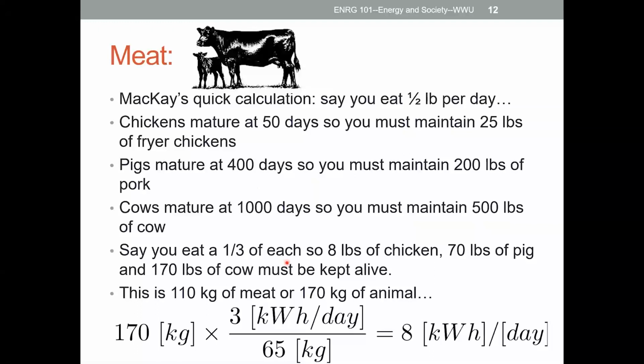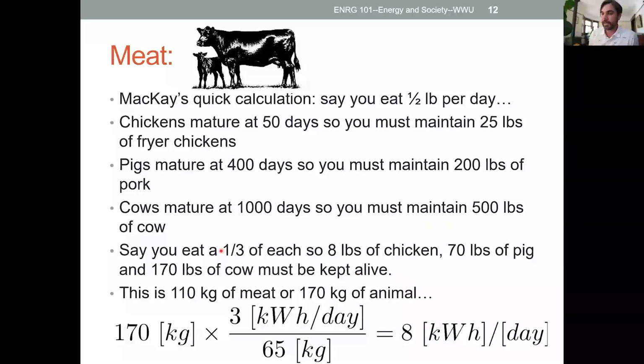Even more. Yeah, right here. Where are you getting the 170 kilograms from? Yeah, I glossed over that really quickly. Say you eat 1/3 each: 8 pounds of chicken, 70 pounds of pig, and 170 pounds of cow. Yeah, it's pounds. Why is it going to kilograms?